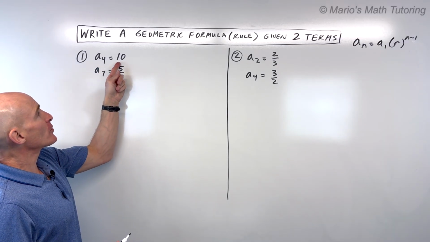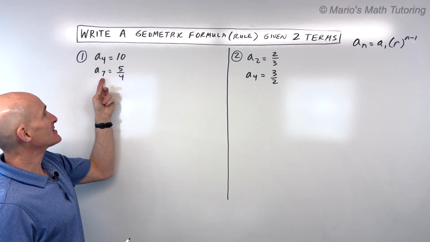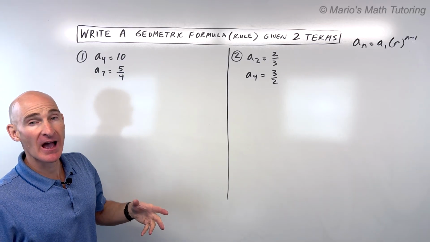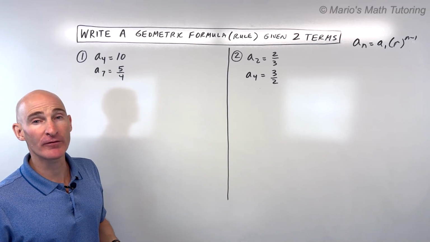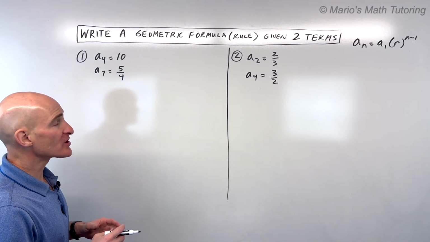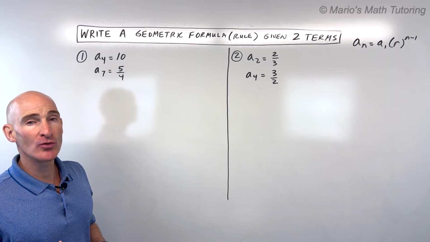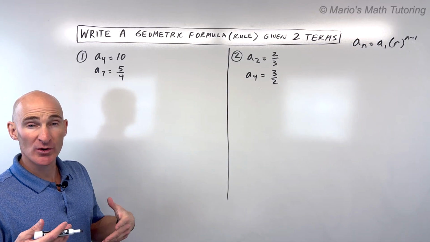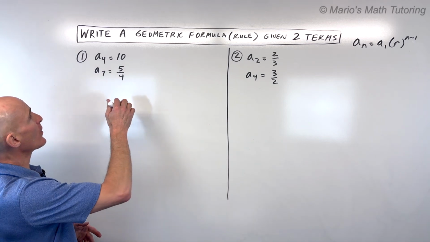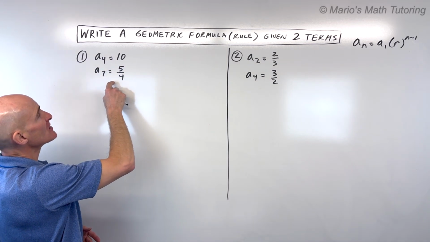They're telling us that the fourth term in the sequence is 10, the seventh term in the sequence is 5/4. How do we write that geometric formula for finding any term? There's a couple different methods. I'm going to show you the first method where we're going to do a substitution. And what we're going to do is write a formula for each of these, using each of these terms.